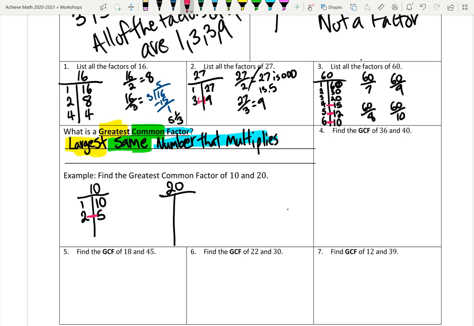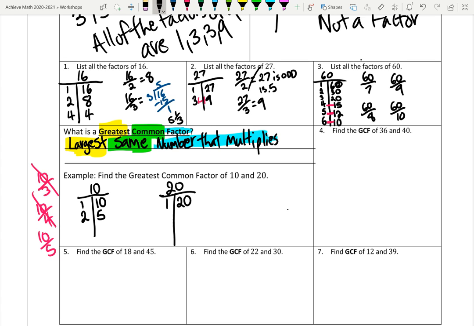So I have to try 10 divided by 3, 10 divided by 4, and 10 divided by 5. No, and 10 divided by 5 is going to work, but notice how it's a repeat, so I do not need to write it again. That's just a signal to my brain that I'm done. I'm going to do the same thing for 20.